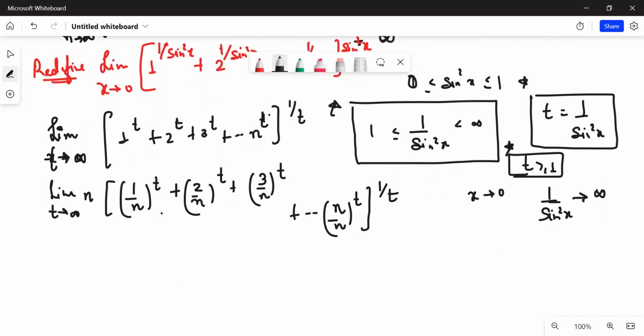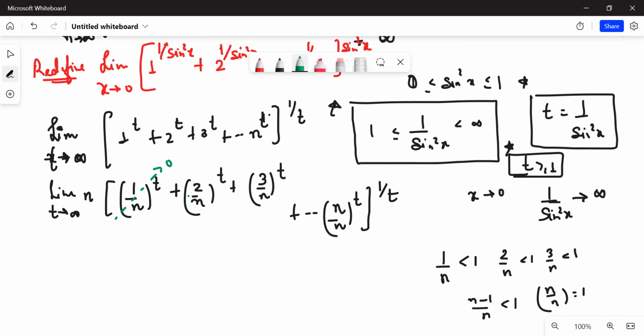Now it's quite clear that as t tends to infinity, 1 upon n would be less than 1, 2 upon n would be less than 1, 3 upon n would be less than 1. In fact, n minus 1 upon n would also be less than 1, barring this last one, which would be equal to 1. So all these terms would be less than 1 and tend to 0, since the limit is tending to infinity. So overall, one can write that these limits would go to 0.